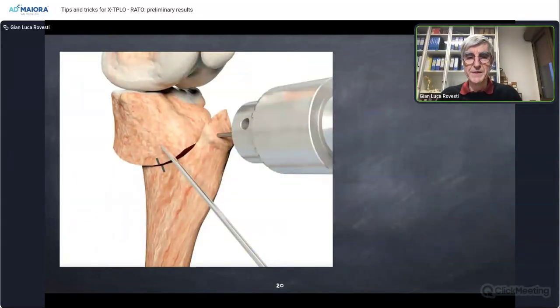If you use this standard technique for rotation, you should stabilize the rotation after you achieve it in order to avoid that it gets back to its original position. And this should be performed not as the original technique suggested by Slocum, through the base with a K-wire through the base of the tibial crest, but instead through the distal insertion of the patellar tendon.